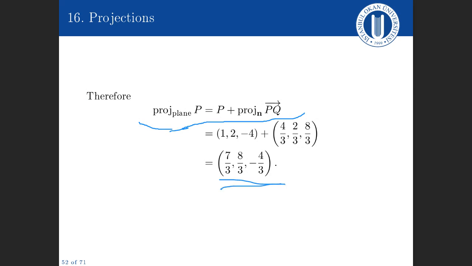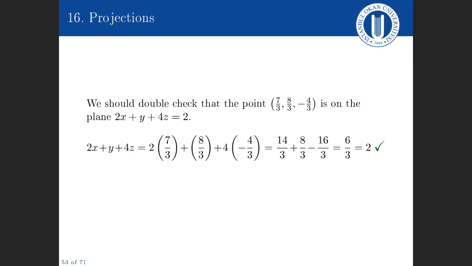Now, wait a minute. We should check our answer here to make sure that we haven't made a mistake. And the way we can check it is we can check that if the point 7/3, 8/3, minus 4/3 really is on this plane. So what we can do is we replace x by 7 over 3. We can replace y by 8 over 3. We can replace z by minus 4 over 3. And then the question is, do we really get 2 or do we get a different number? And this time, we do get 2. So we almost certainly didn't make a mistake in our calculation.